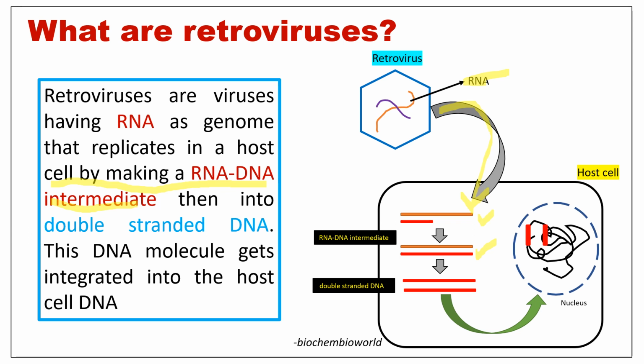Let's come back to the definition. Retroviruses are viruses having RNA as genome that replicates in a host cell by making an RNA-DNA intermediate, then double stranded DNA. The DNA molecule gets integrated into the host cell DNA, where it replicates. Replication takes place when the cell replicates its own genome.